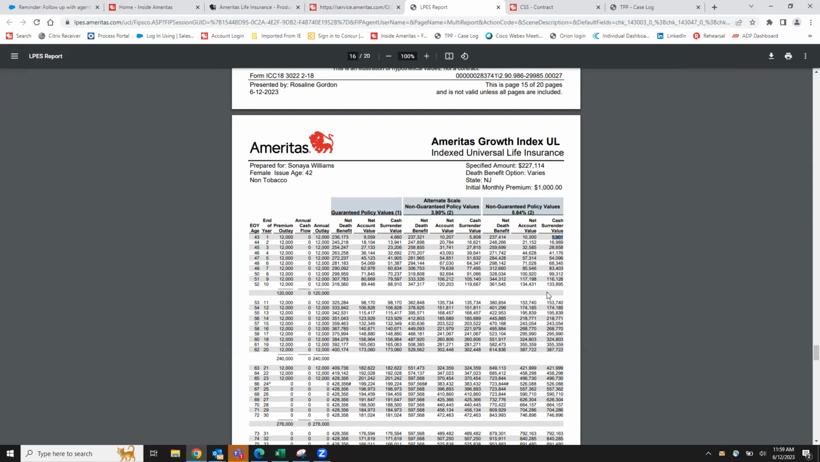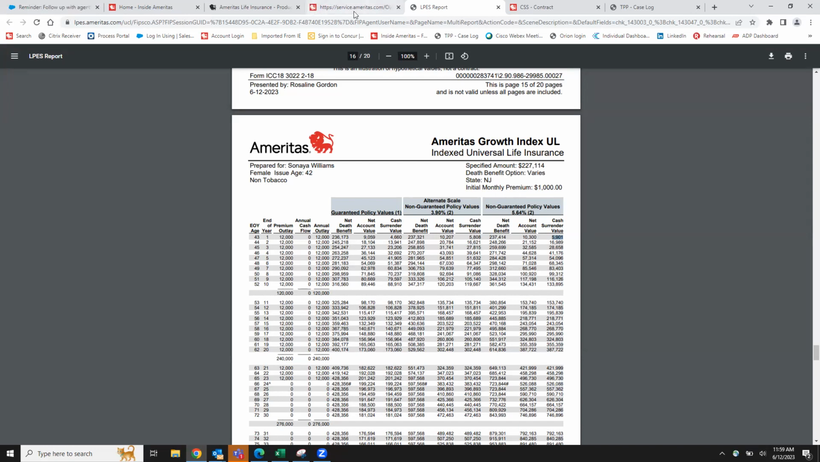Just like if we ran a term quote for 200,000 versus 600,000 for her, well, which one's going to be more premium? Obviously, the 600,000. This is the same way that the IUL will work. The more death benefit you have, the more internally we are deducting for the cost of insurance.